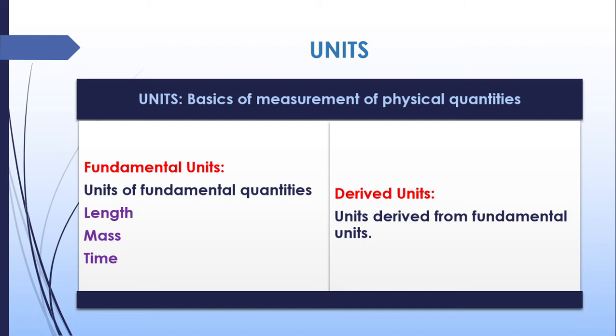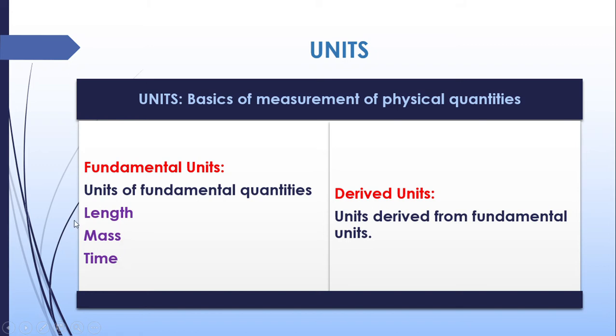The units are basically divided into two: fundamental units and derived units. There are three fundamental units: length, mass, and time. Length may be represented in centimeter, meter, millimeter, kilometer, etc. Mass may be represented in kilogram, pound, gram, milligram, etc. Time may be represented in second, minute, hour, days, etc.